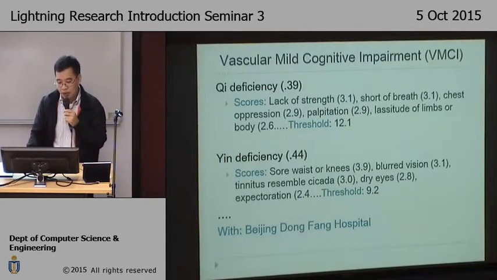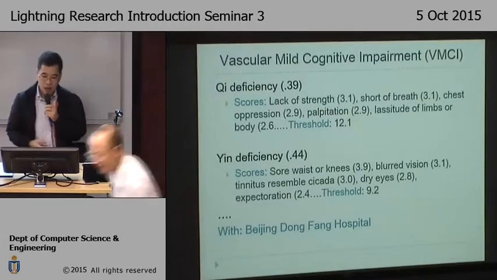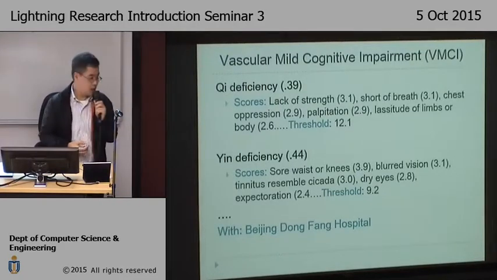But then, my collaborator from Beijing Dongfang Hospital said, how do we do a classification? So they came to me, and we worked out some nice classification results. And that's all I have.